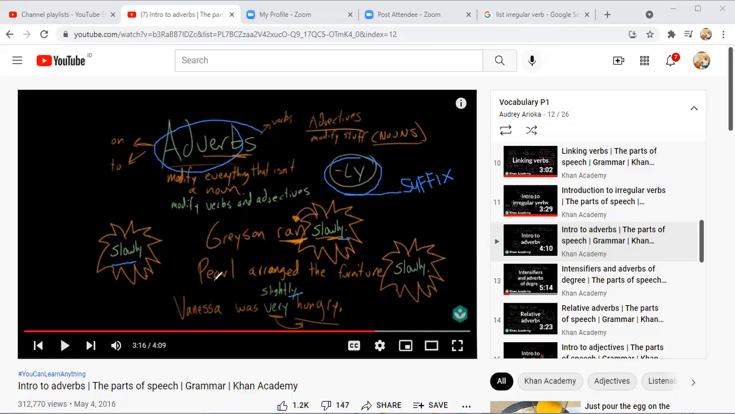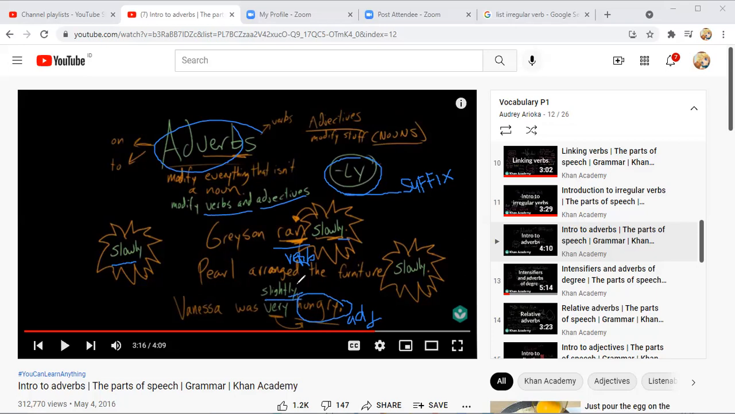And Pearl arranged the furniture slowly. Jadi itu maksudnya itu kan kalau misalnya this is verb, right? This is verb. And adverb is a modifier of verb or adjective, right? This hungry is adjective. This is not a verb, but it's modifying something. That's why it's like an adverb.